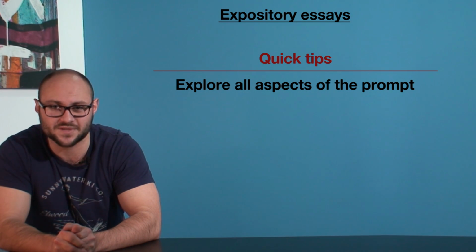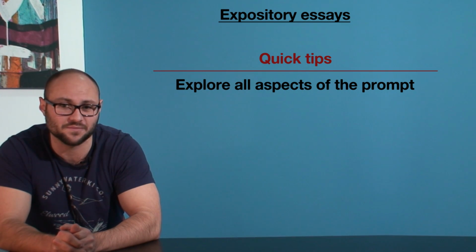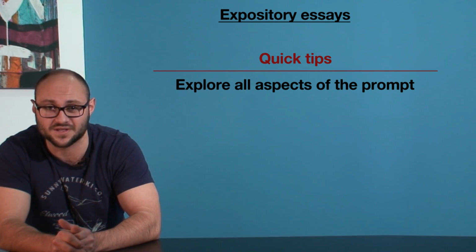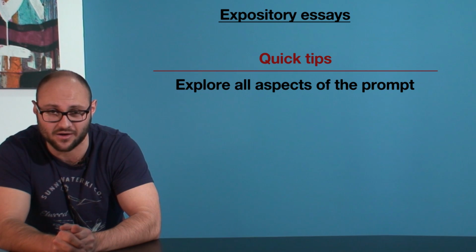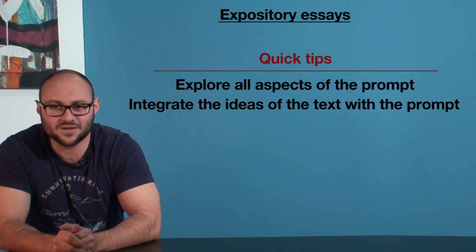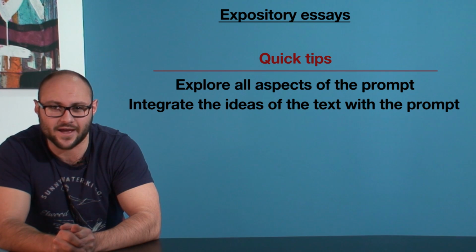Try to stretch the prompt out in a few different directions. Ask yourself questions. What does this prompt mean? What are the consequences of the statement? Is there a way that the prompt is true or false? Asking yourself all of this will encourage you to write a range of paragraphs that aren't too narrow. Integrate the ideas of the text with the prompt. To avoid writing a text response essay, only use specific examples from the text that you feel explore the prompt in some way, and make sure to always tie the text back to that idea.